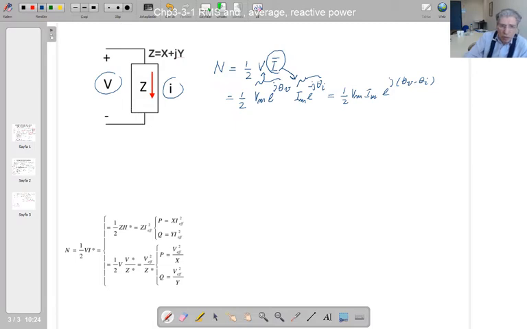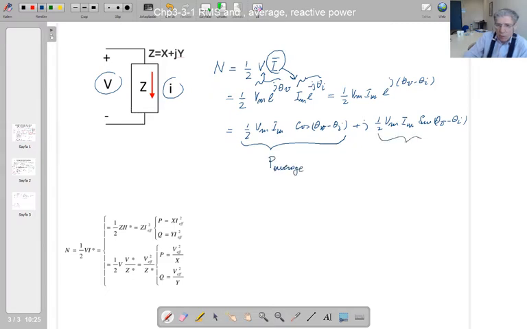If I write this using the Euler formula, it is going to be 1 over 2 Vm Im cos(theta V minus theta I) plus j 1 over 2 Vm Im sin(theta V minus theta I). So what is this? It is the average power. And what is this? It is the reactive power. The conclusion is simple, isn't it?